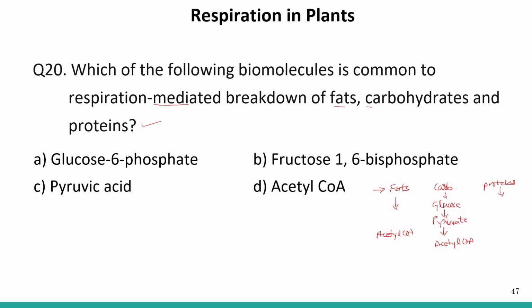Now again, proteins will break down into amino acids. Amino acids can get converted into pyruvate, and pyruvate can then form acetyl coenzyme A. So the acetyl coenzyme A which is formed can enter the TCA cycle, or the Krebs cycle. So which is the molecule which interconnects? The answer should be option D, acetyl coenzyme A.